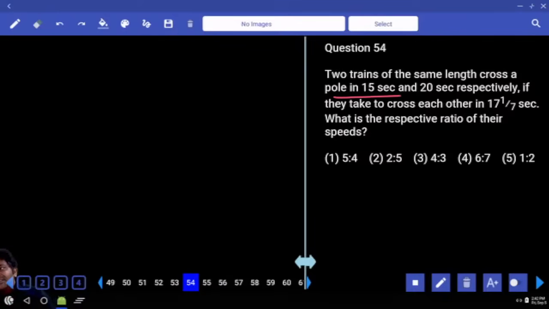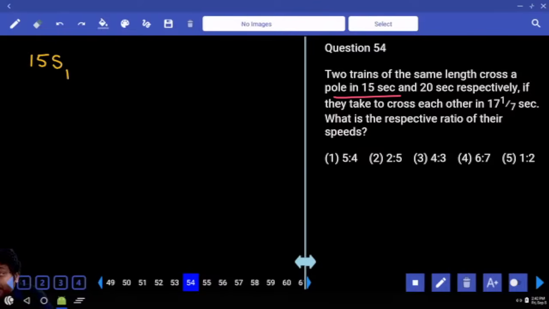First train crosses a pole in 15 seconds. Distance covered in that case is equal to train length, speed into time. Let me write it as 15 S1. Can you tell me what is 15 S1 called? Length of first train. Distance covered in that case is equal to train length 1.